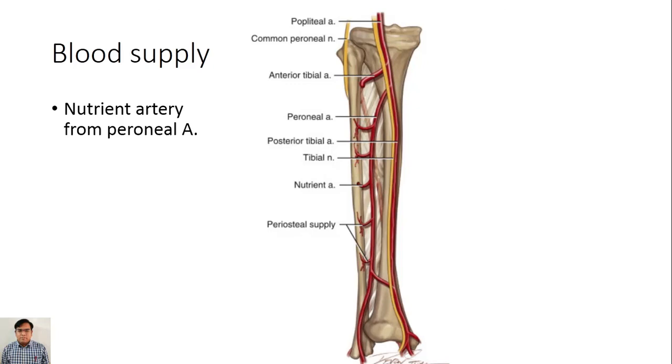Now the blood supply. Fibula is supplied by nutrient arteries from the peroneal artery. So this is the posterior view of tibia and fibula. This is the peroneal artery, which is the branch of the posterior tibial artery.